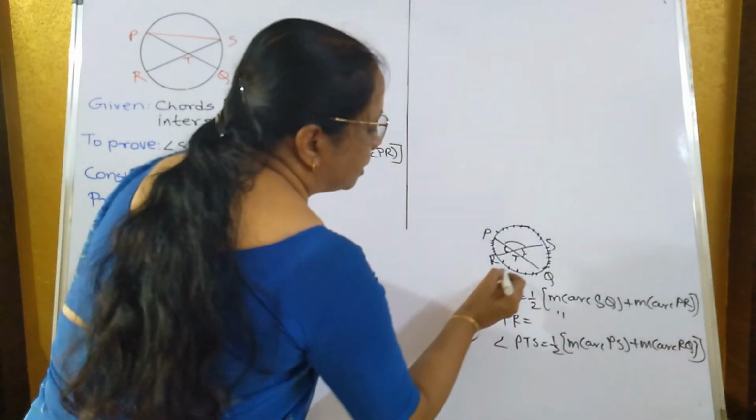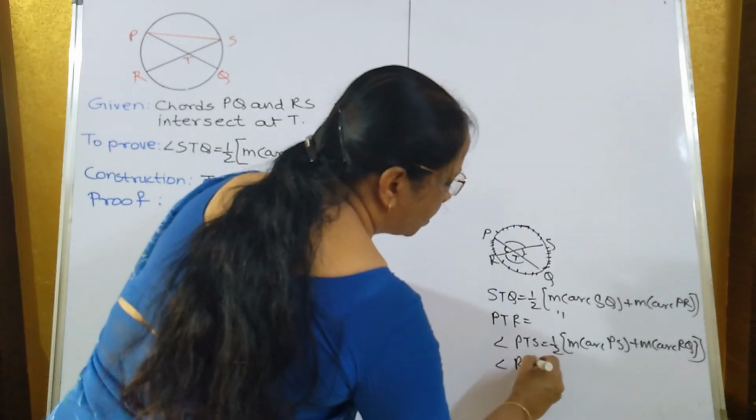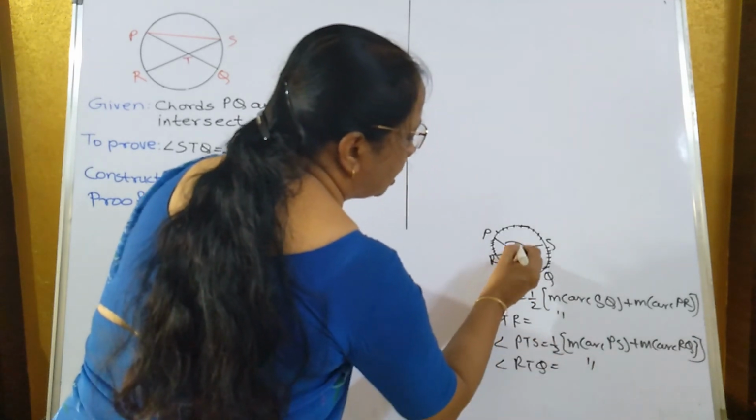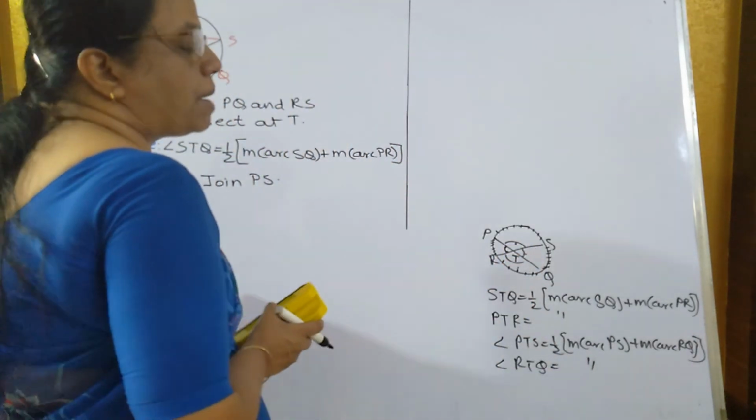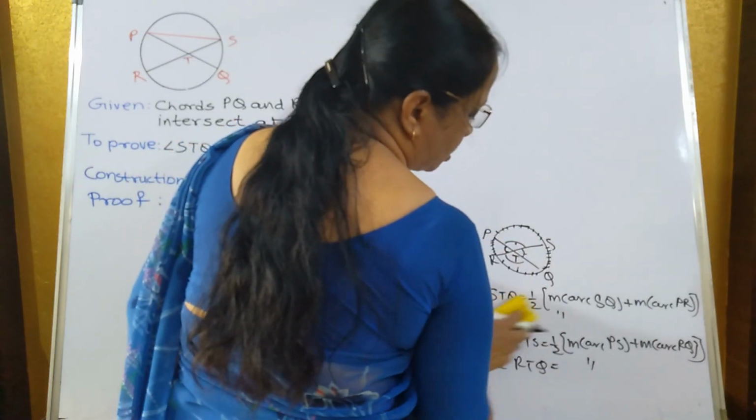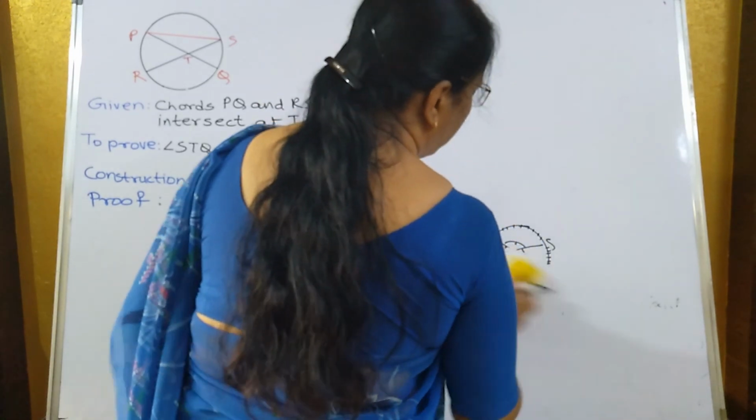And this angle will be same only. So angle RTQ is also same. Why? Because they are vertically opposite angles. So both of them have to be same only. So there are 4 angles. How to find out these 4 angles? That is based on this formula. Now we will prove that.